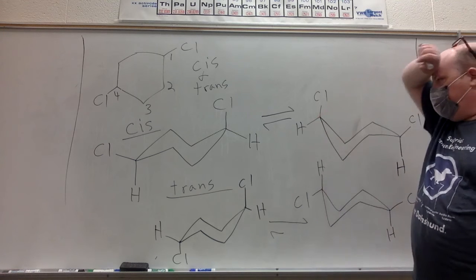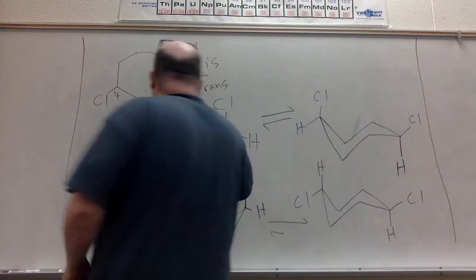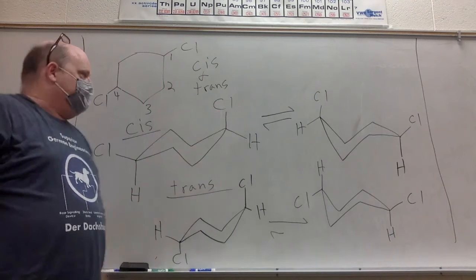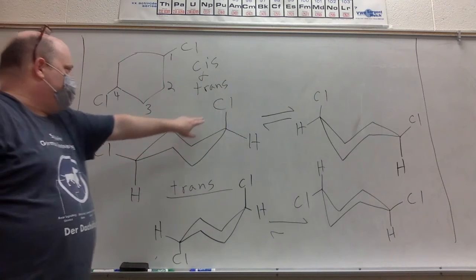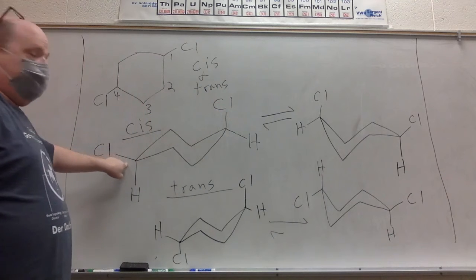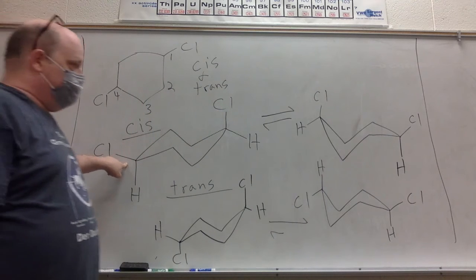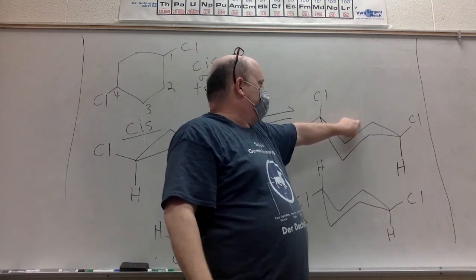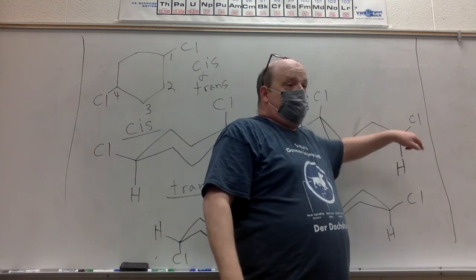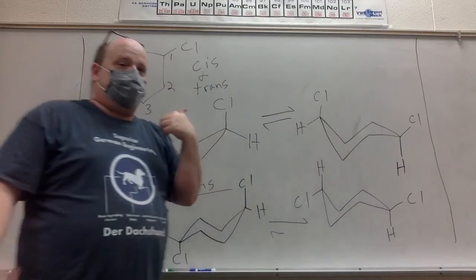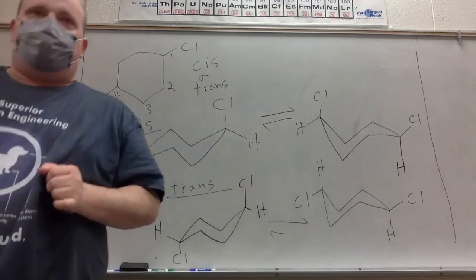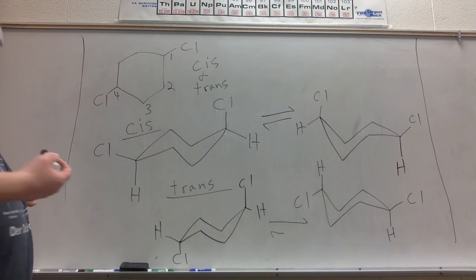So like over here, right? In this structure, out of the two atoms, Cl is obviously bigger than H, right? So in this structure, we have one Cl axial, that's bad, I guess you could say for stability, one equatorial, which is good. In the ring flip structure, one axial, one equatorial. So they're equal to each other. And that's actually why I drew the equilibrium arrow like this, because equilibrium does not favor one side or the other.